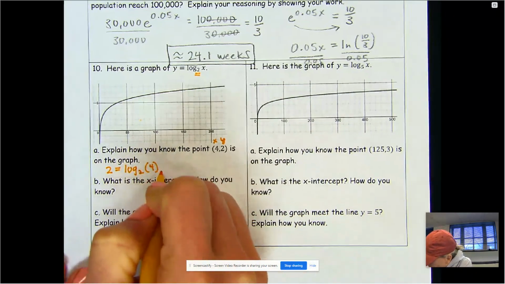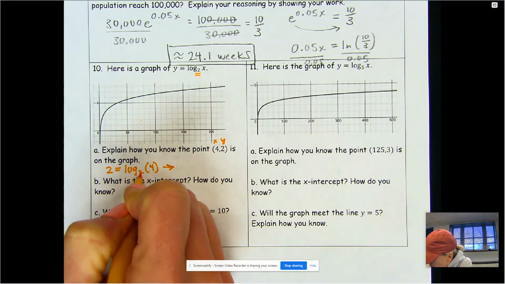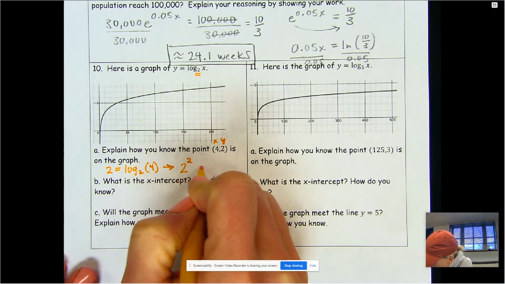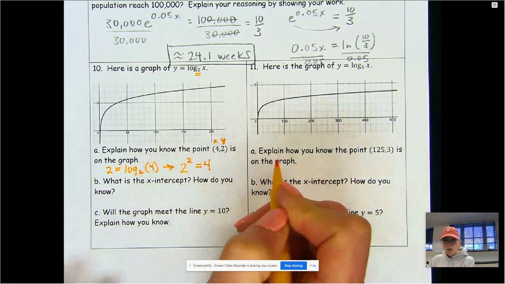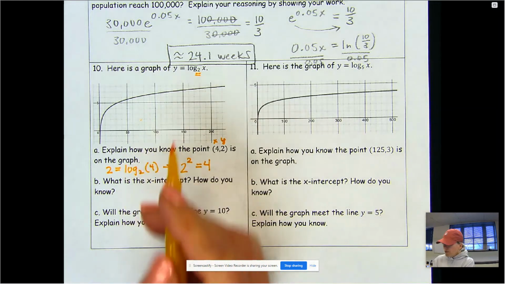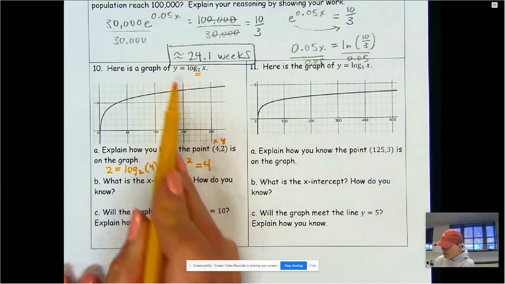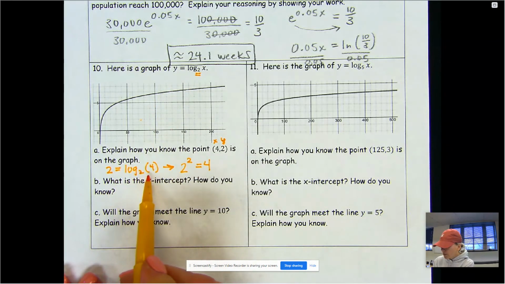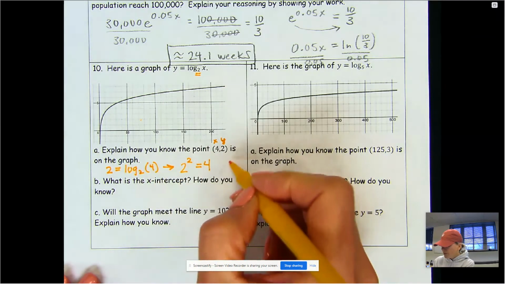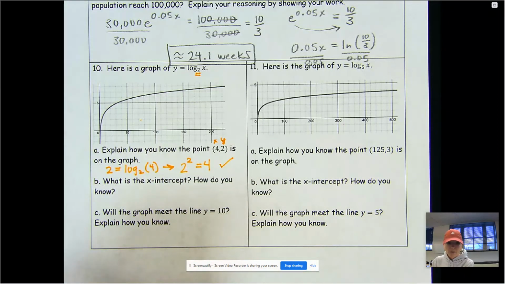The log base 2 of 4, I can rewrite in exponential form. This is our base, this is our exponent. So this is true: 2 to the second is equal to 4. I know that (4, 2) is on this graph because, substituting the values into the equation, 2 is equal to log base 2 of 4, and 2 to the second is equal to 4. Both are true statements. So that's how I know it's on the graph.